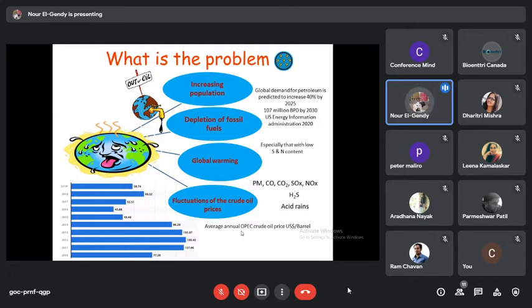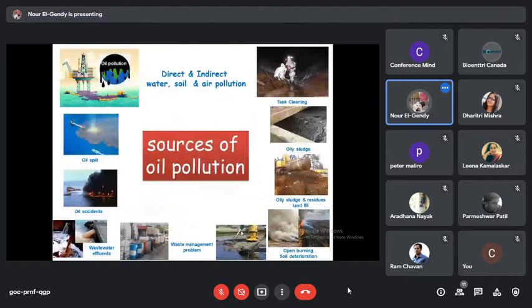Moreover, it will increase greenhouse gas emissions in general, the sulfur and nitrogen emissions, which are SOx and NOx, and also hydrogen sulfide emissions. All of this will also lead to acid rain. This comes also with the problem of fluctuating crude oil prices because of political problems or the COVID problem. So we should search for other naturally available resources for producing biofuels to overcome all the problems facing us because of the depletion of high quality, low sulfur and nitrogen fossil fuels.